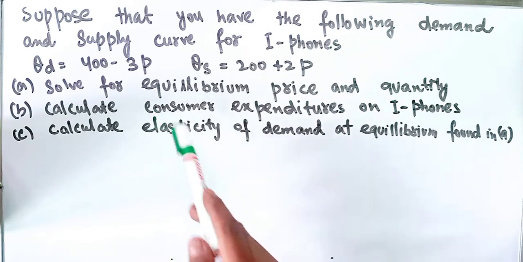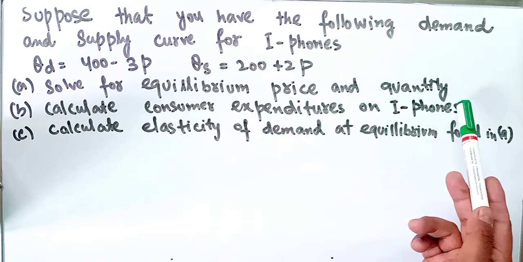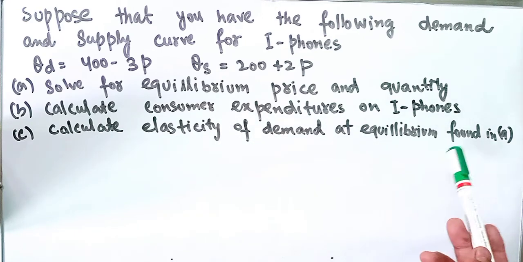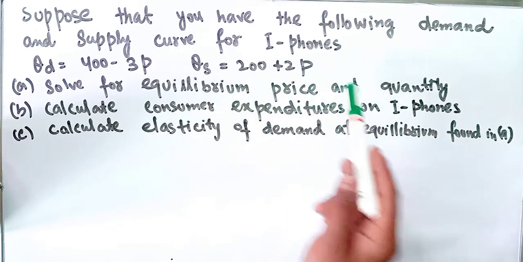Second, calculate the consumer expenditures on the iPhones, and C part is calculate elasticity of demand at equilibrium found in the first part, in the A part. So first of all, we will solve for the equilibrium price and quantity.